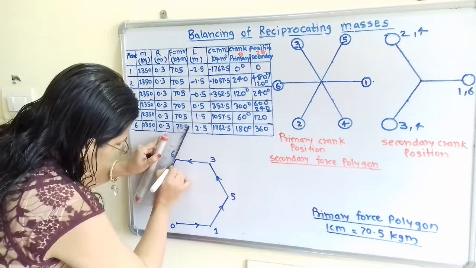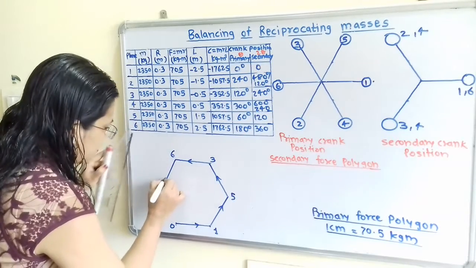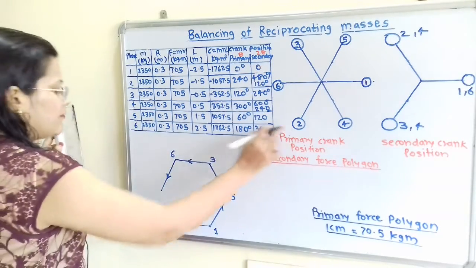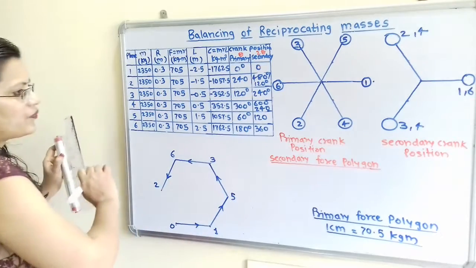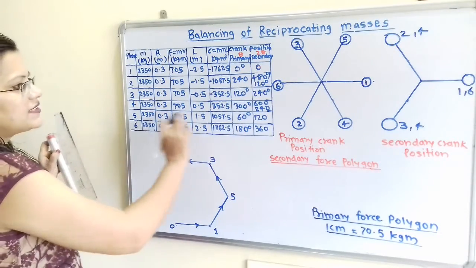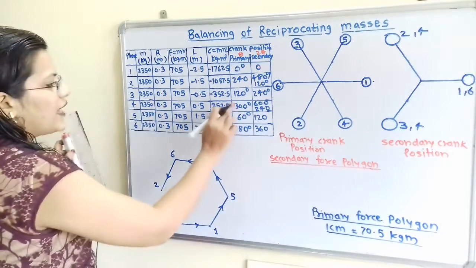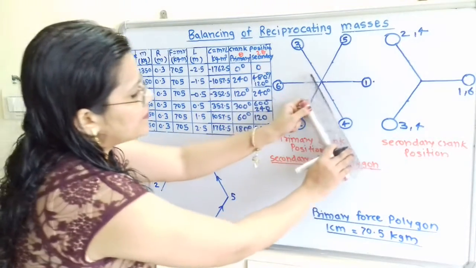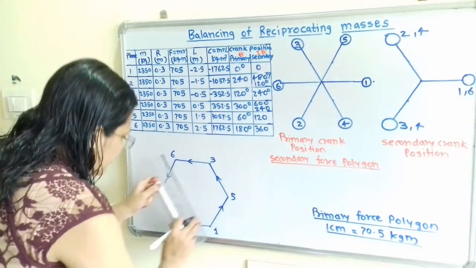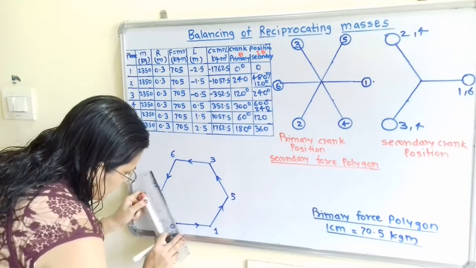We will draw one line of 10 centimeter. We will show the arrow also. We will give the number 2. Then the next one is 4. For 4, the angle is 300 degree. So we will transfer this angle and now we will join this line.